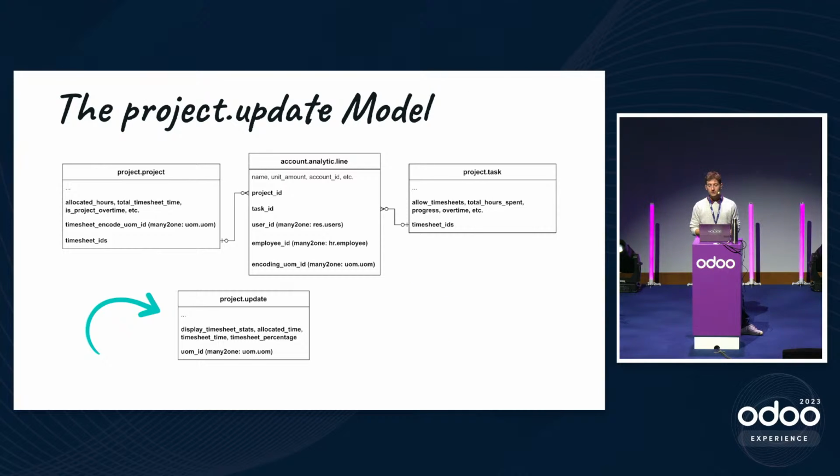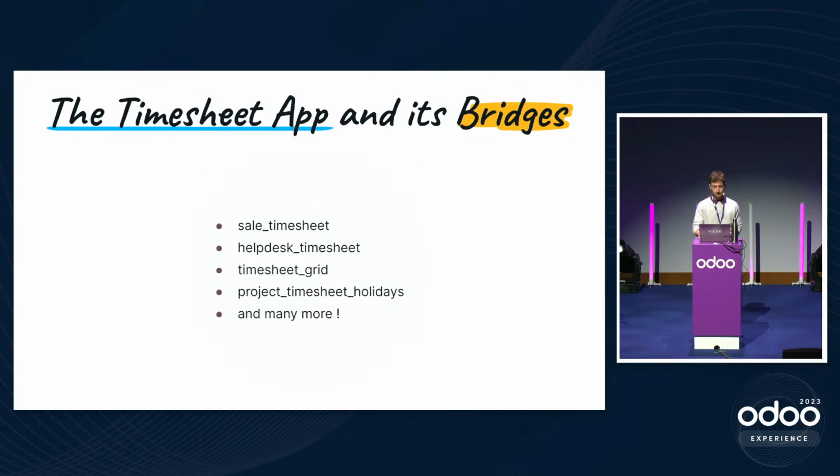Finally, we have the project.update model. Of course, it makes sense to be there. We want timesheet information in our project updates. So again, we have fields such as display timesheet stats, which is a Boolean field, and we also have numeric fields such as the allocated time, the timesheet percentage, etc. And again, we have the UOM ID, the unit of measurement ID, that points to a unit of measurement record in the UOM model.